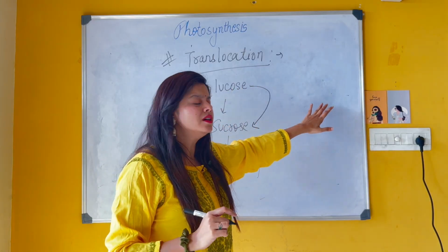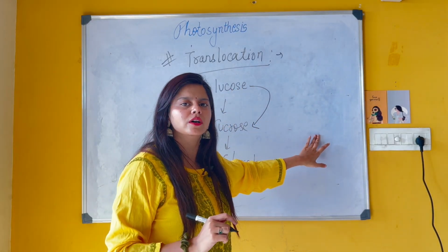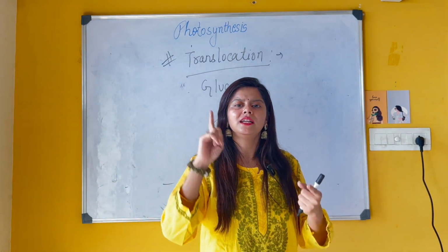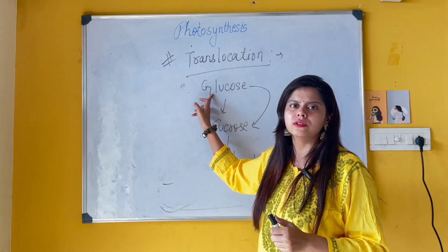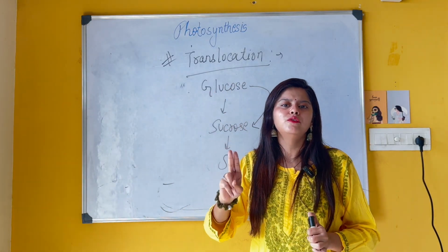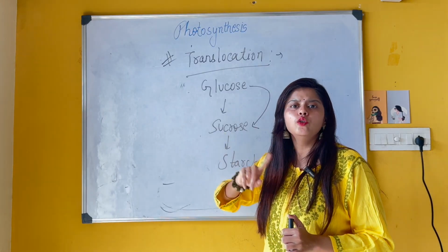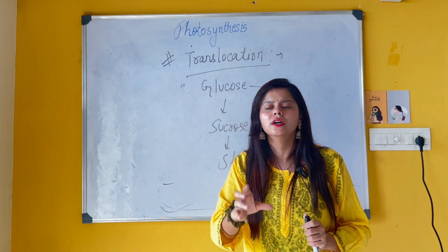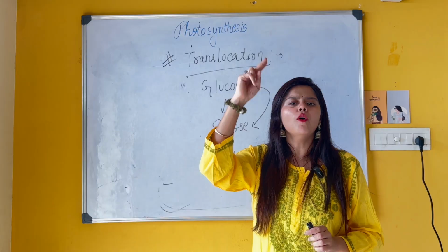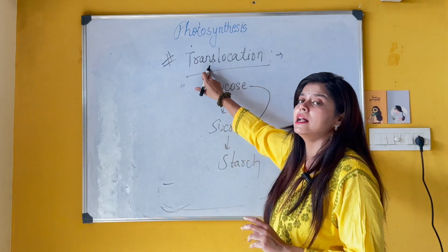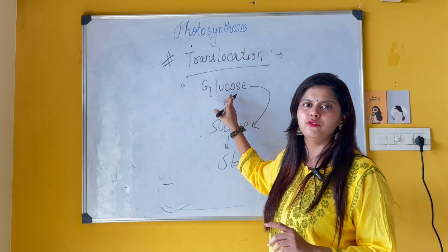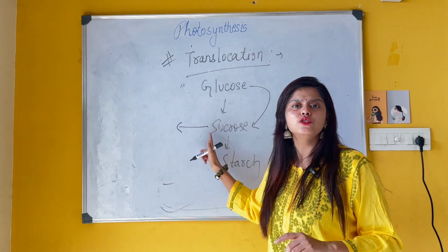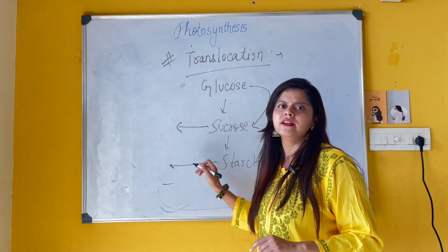Glucose is a simple sugar. Sucrose is also a simple sugar. So why do you think plants are converting glucose into sucrose? What do plants do? They make their food in the form of glucose. Now plant will transport their food in the form of sucrose to all the parts of the plant. And this process of transportation of their food in the form of sucrose to all the parts of the plant is called translocation. So plants make their food in the form of glucose, transport it in the form of sucrose, and they store it in the form of starch.